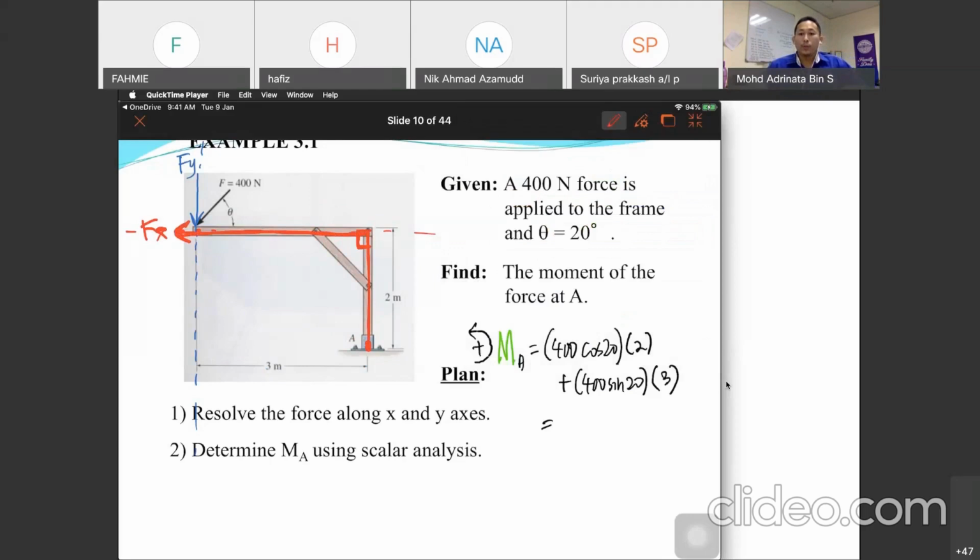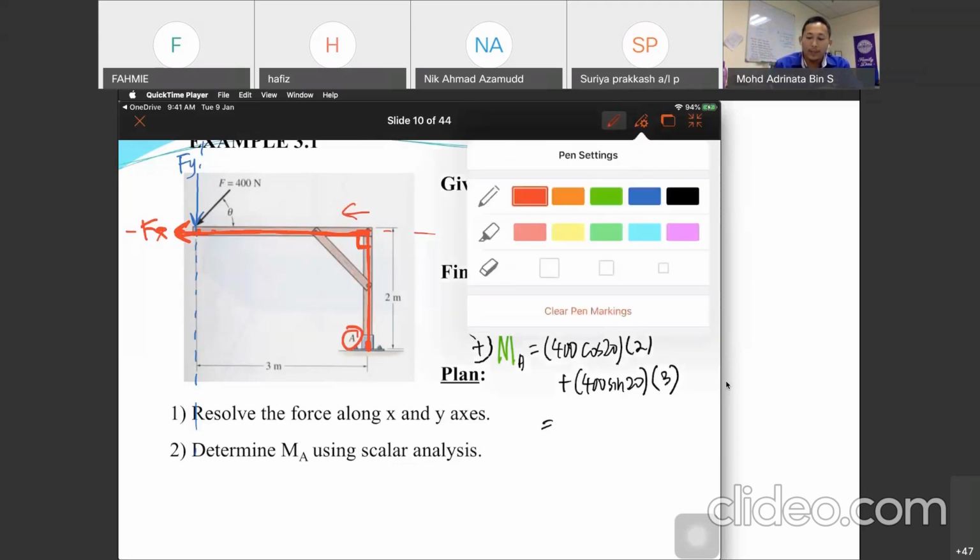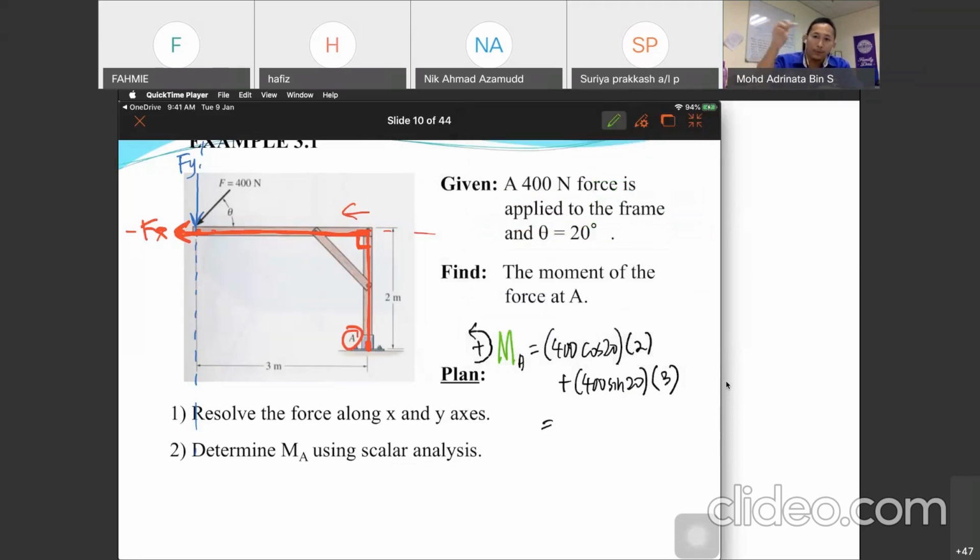So you pin your A. Pin. It cannot be moved. But try to move your Fx. Okay. Try to move your Fx. What happened if you try to move your Fx? And then you will find that if you try to push your Fx, it will move that way.